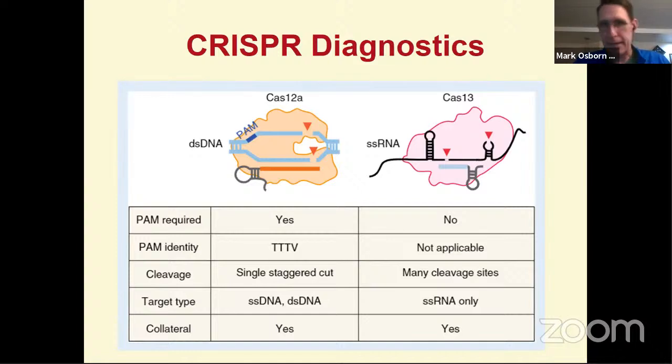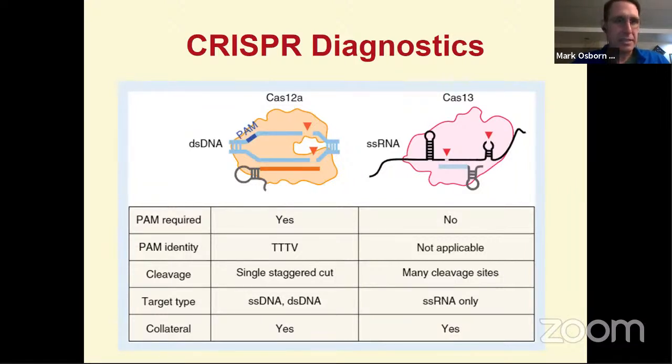And again, the target type is different between the Cas enzymes, and different Cas enzymes can be employed for different approaches to allow for either single-stranded, double-stranded DNA or single-stranded RNA targeting, which allows, for a diagnostics platform, the ability to target both DNA and RNA targets.